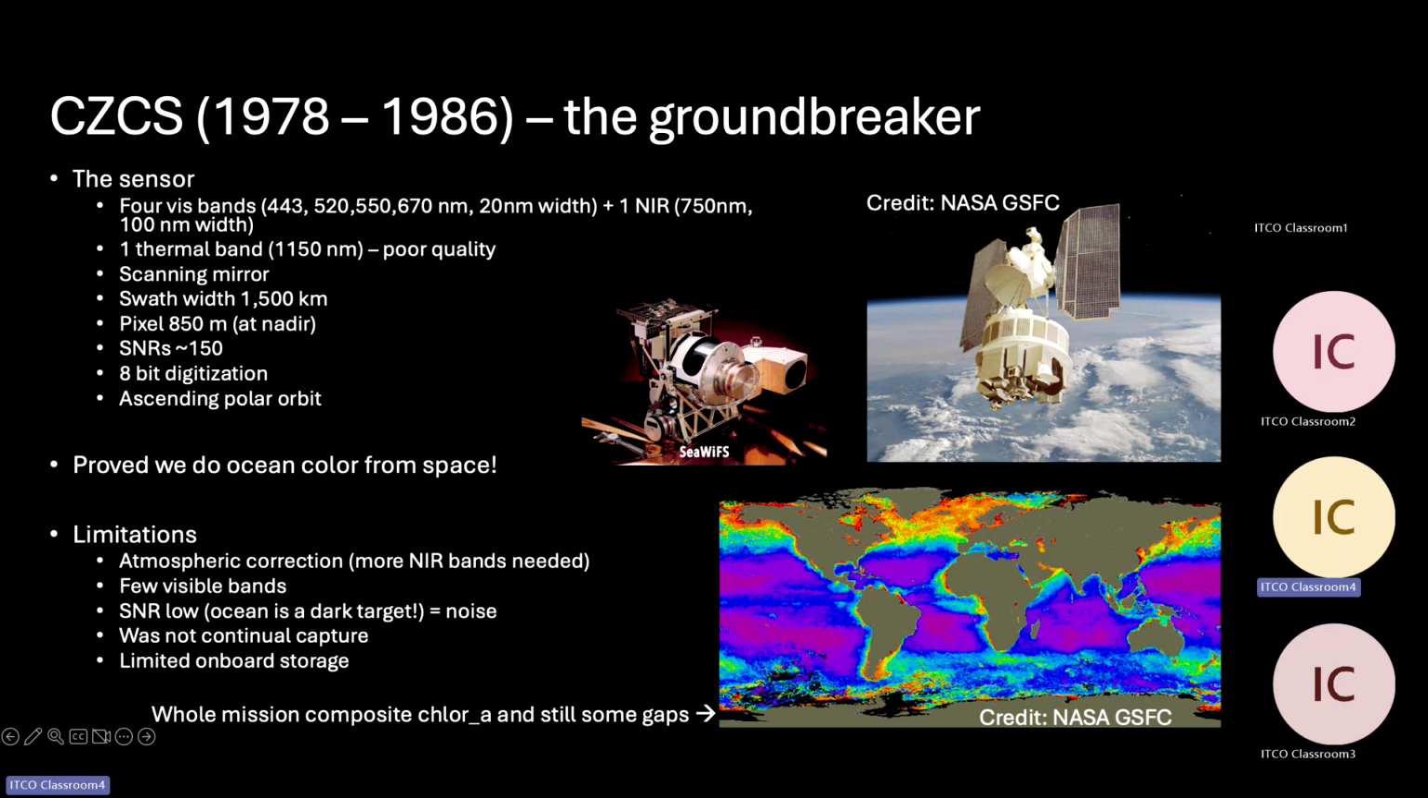let's just go and look at the picture. Nice picture down the bottom right-hand side. That's an entire mission composite. For the whole period from 1978 to 1986, all the data that CZCS collected, composited into a global map of chlorophyll. What was our understanding of the distribution of chlorophyll in the global ocean before that? What did those maps look like?